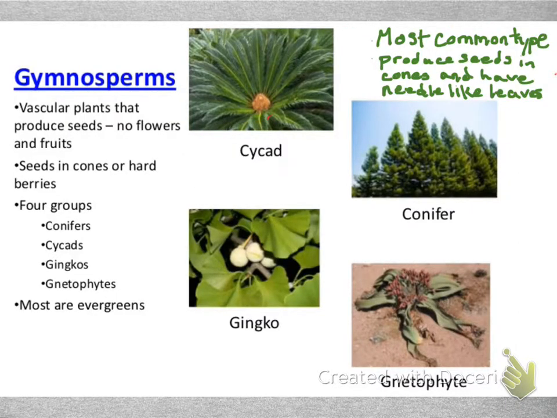The next group we're going to look at is the conifers. So the conifers are probably the ones that you recognize the most. They are the most common type that you're going to see. They are the most common gymnosperm. They produce seeds and cones and have needle-like leaves. This group includes the pine trees that you see, the cedars, the redwoods, and the junipers. And they're going to be green most of the year.